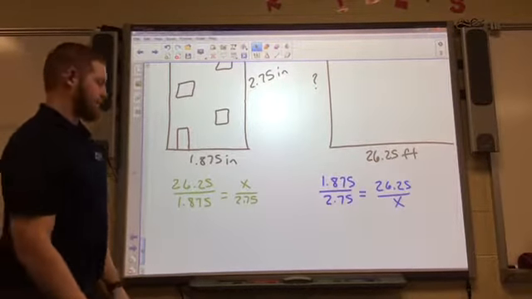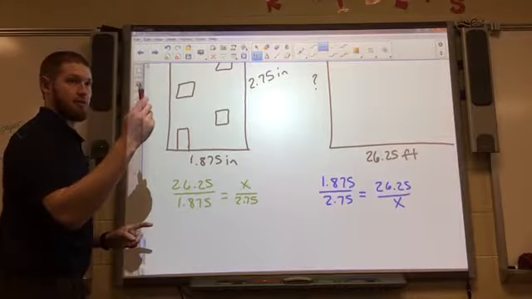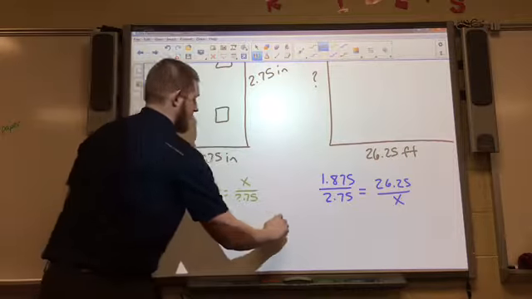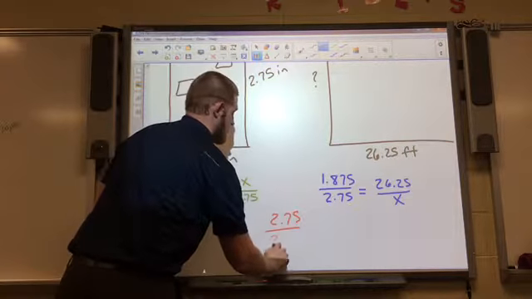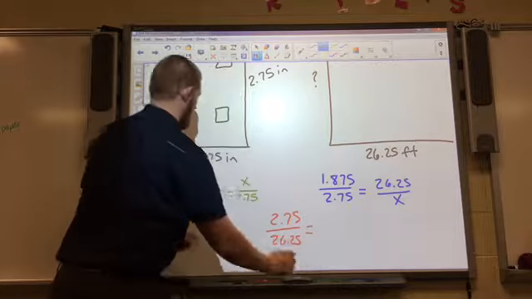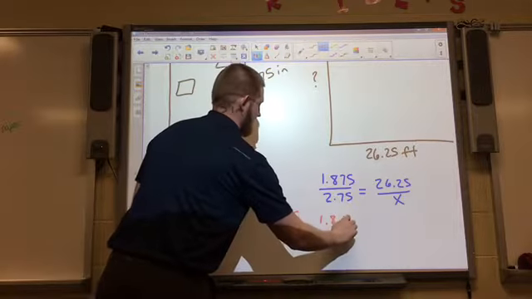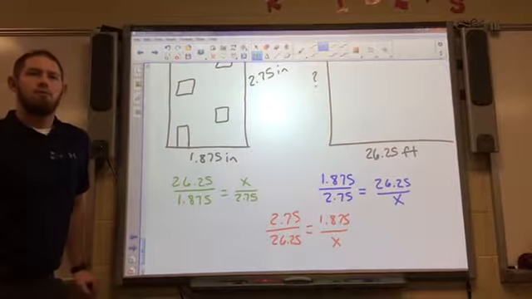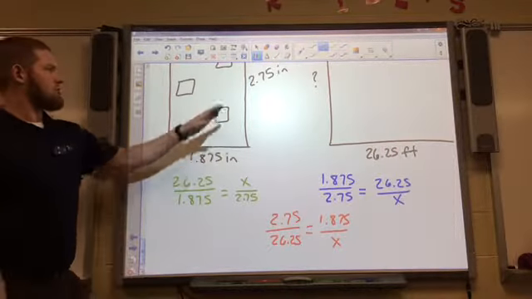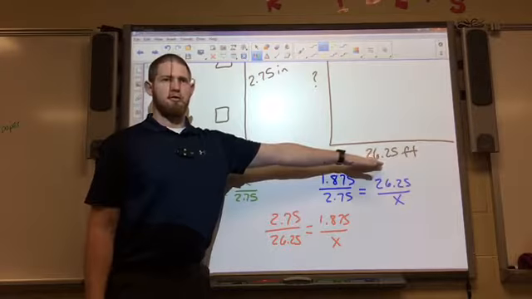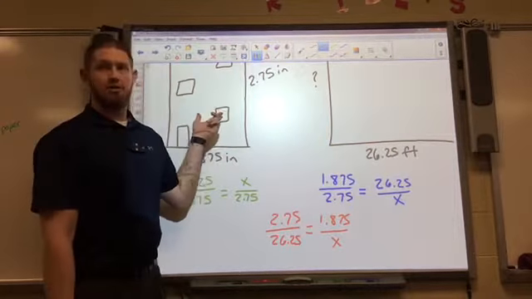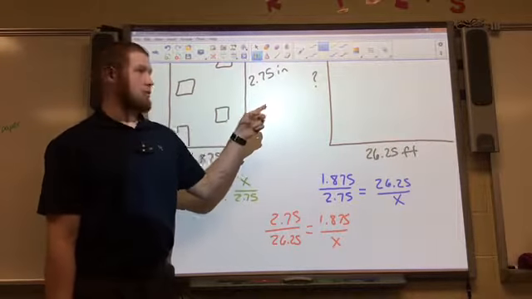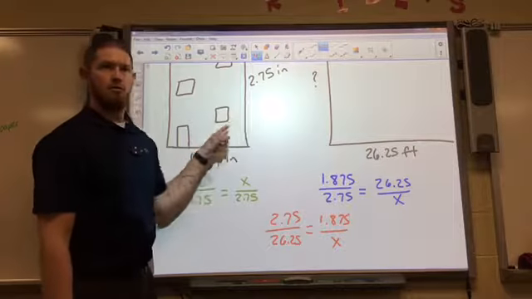Okay, now, what if I did this? I'm going to do this one in red, because it's going to be wrong. Okay, 2.75 over 26.25 equals 1.875 over x. Why does that not work? Yeah, what does 2.75 have in common with 26.25? Nothing. It's not on the same shape, is it? And they're not corresponding parts. Okay, so that doesn't work. And same thing here, correct?